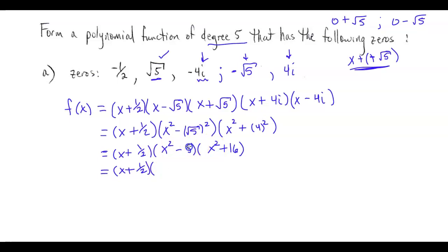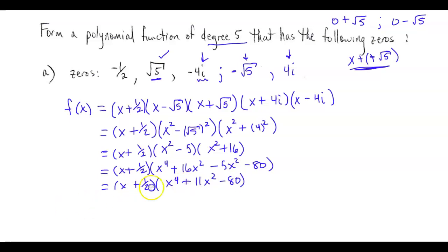And then I'm going to take these last two and actually FOIL those together, and that would be x raised to the 4 plus 16x squared minus 5x squared minus 80. And of course, from there, we would simplify the first two terms, like terms. And then from here, we would just multiply the x plus 1/2 times the x to the 4 plus 11x squared minus 80.